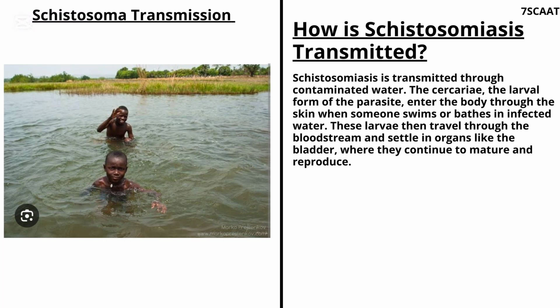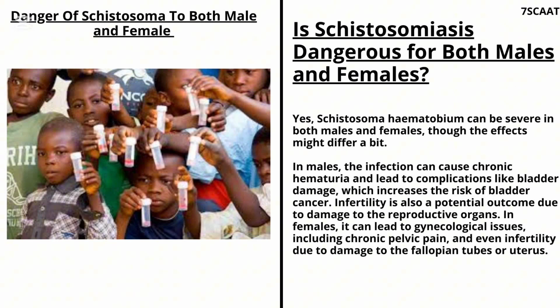How is schistosomiasis transmitted? Schistosomiasis is transmitted through contaminated water. The cercariae, which is the larval form of the parasite, enters the body through the skin when someone is swimming or bathing in infected water. This larva then travels through the bloodstream and settles in organs like the bladder, where they continue to mature and reproduce.